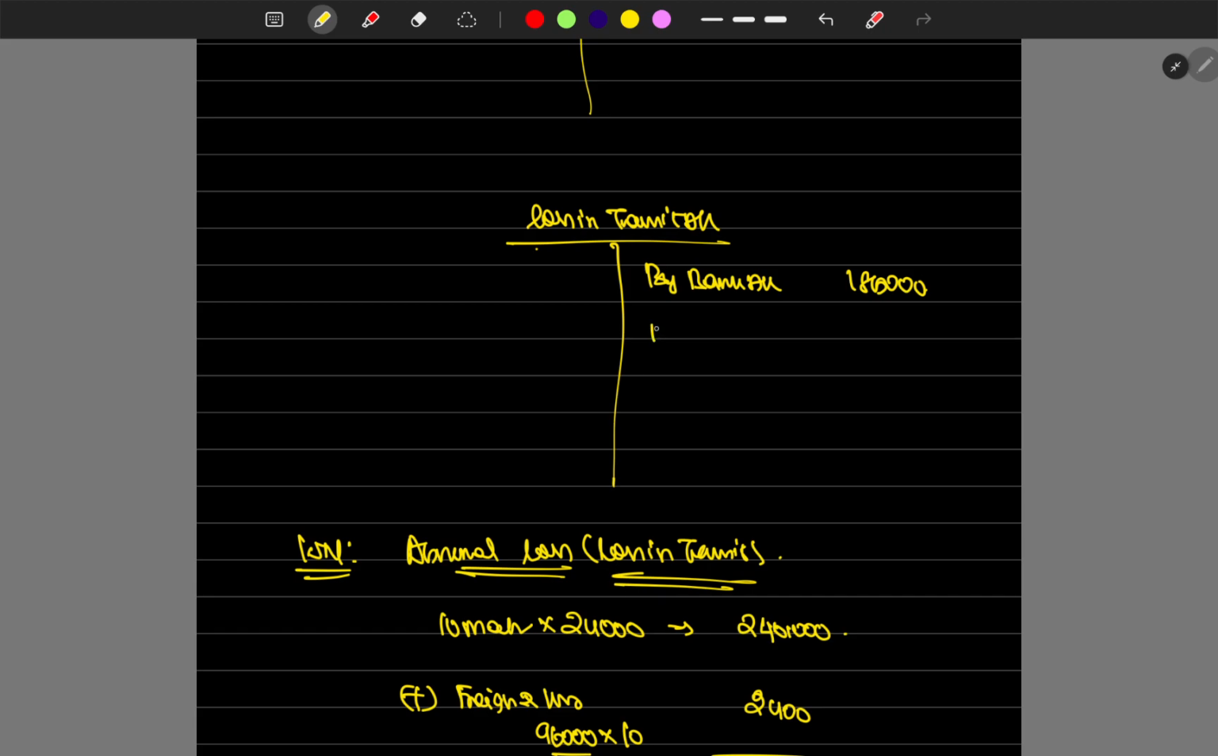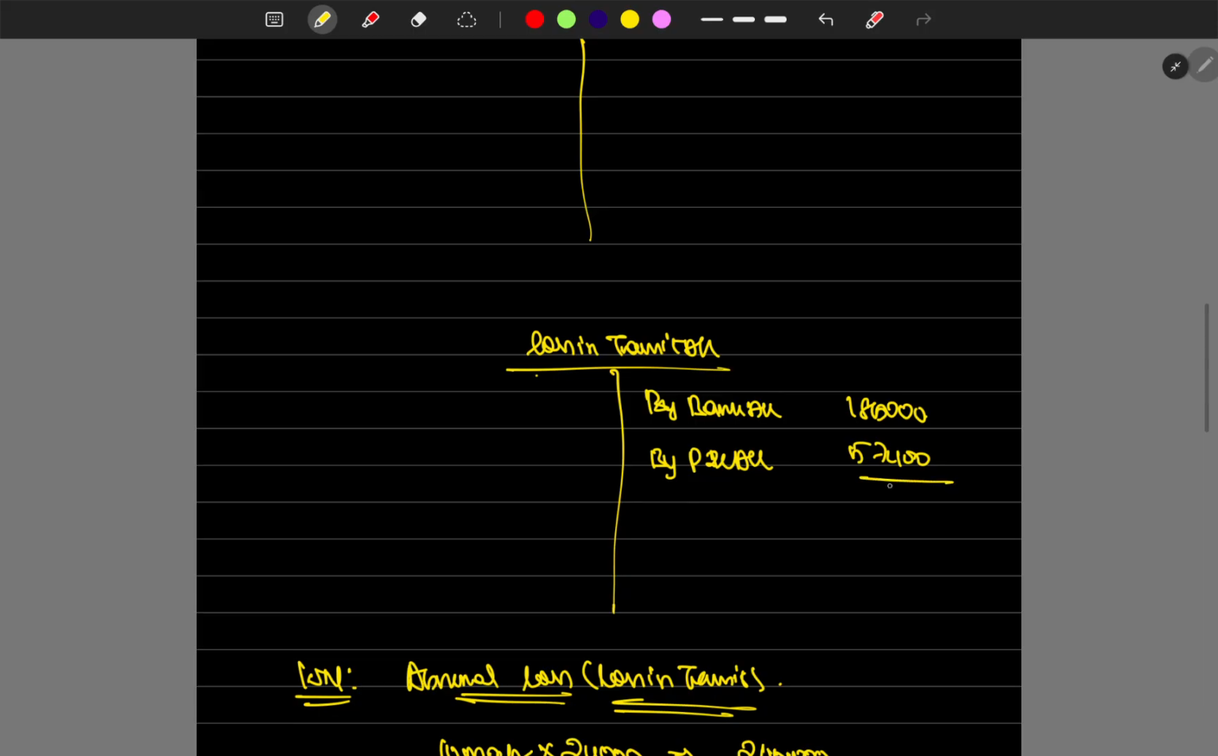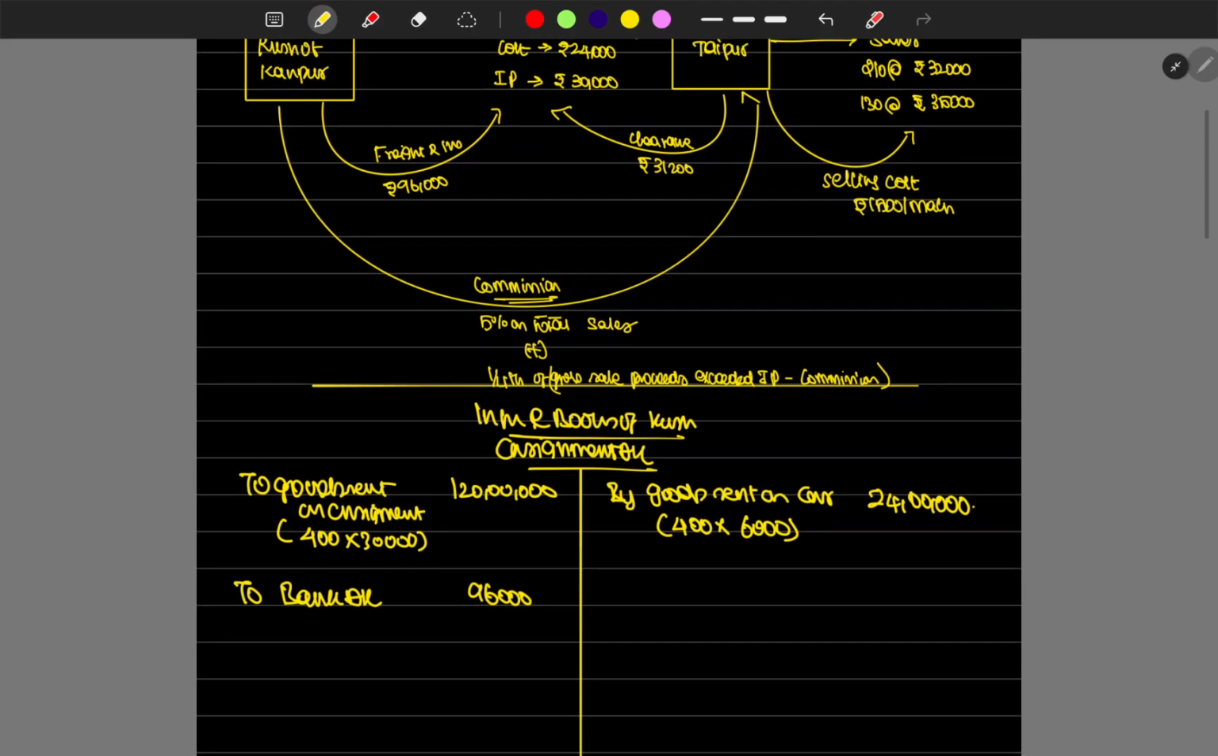What's the loss we faced? P&L account debit to loss in transit, which is rupees 57,400. Okay, we have to transfer it to consignment account. How much? 1,85,000 plus 57,400, which is the total loss of 2,42,400. You can see this. Okay, 2,42,400 to loss in transit, right?